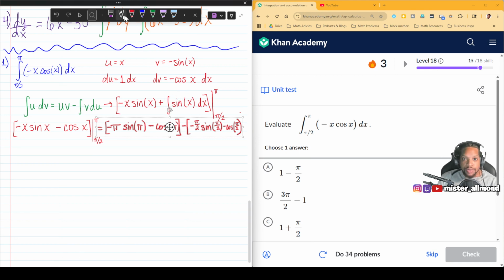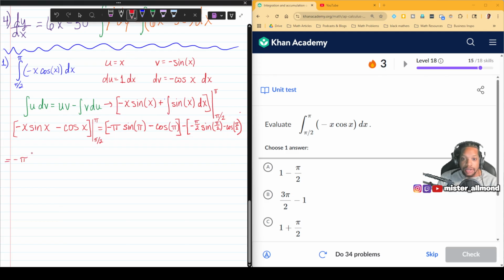Okay, so now we just got to evaluate. This will be negative pi. Sine of pi is 0. Okay, that makes that easy. And then we're going to go minus cosine of pi, which is negative 1. So minus negative 1 is just a plus 1. That was my first bracket.